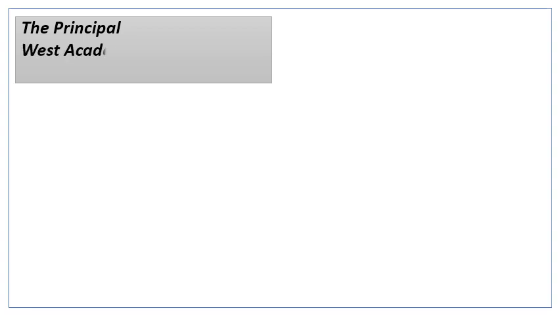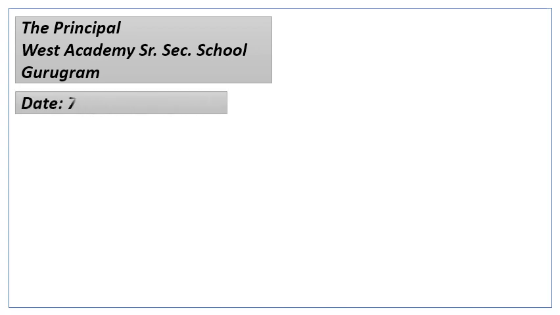That is West Academy Senior Secondary School. It should be written in the second line. After then, without leaving any line, in the third line, you have to mention the city's name, that is Gurugram. So this is the complete receiver's address. After leaving one line, you have to mention the date in expanded form. So while writing the date, note that the day is written in figures, month in words, and year in full.